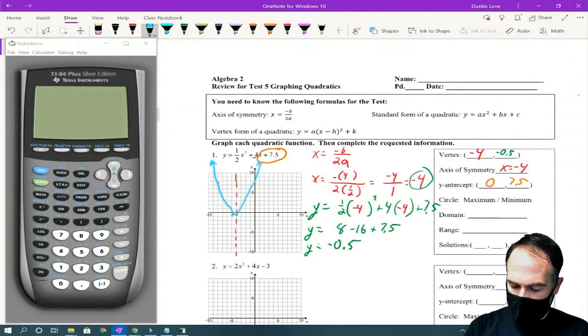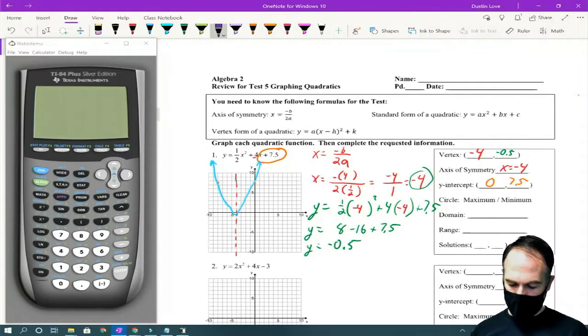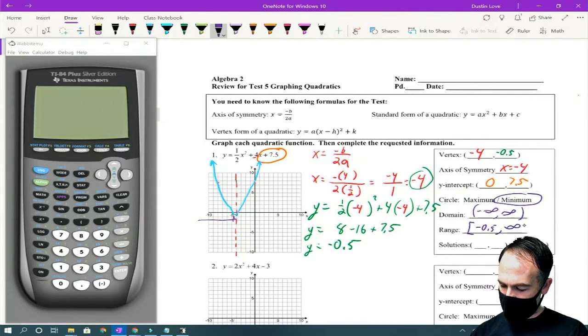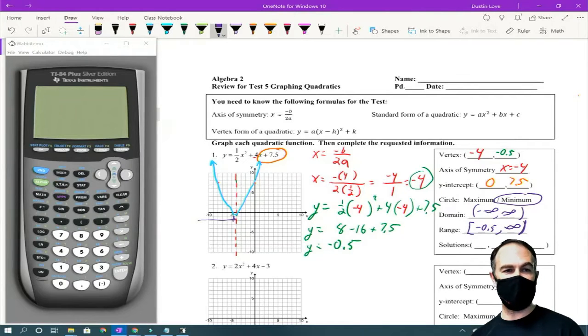Now, the max and the min. Well, because this is the bottom, that's going to be a minimum value, and the minimum value is negative 0.5. Domain is negative infinity to infinity for all of our parabolas. Range, the minimum value is negative 0.5, and the positive side is infinity.